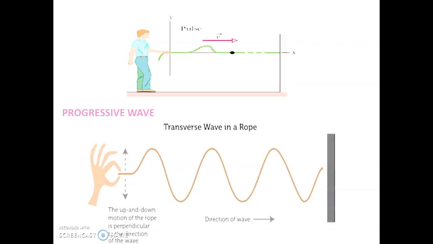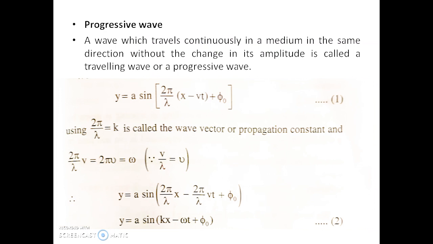And if such a periodic wave is propagating through a medium continuously, what we call it is a progressive wave. So we can define a progressive wave as a wave which travels continuously in a medium in the same direction without any change in its amplitude. Such a traveling wave is called a progressive wave, a wave which travels continuously in a medium in the same direction without any change in its amplitude.